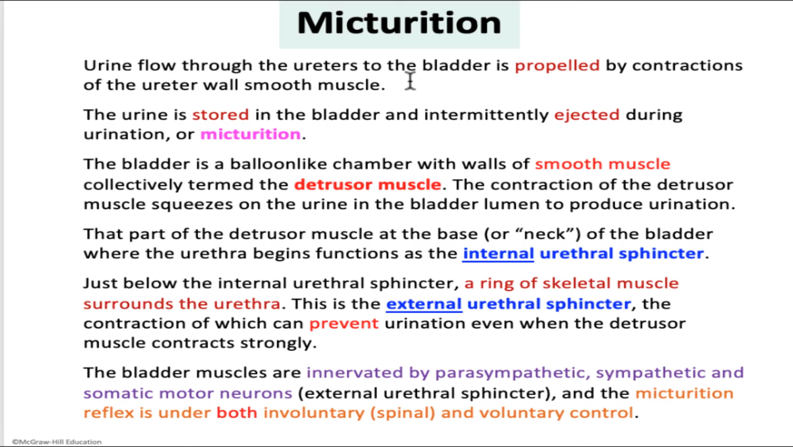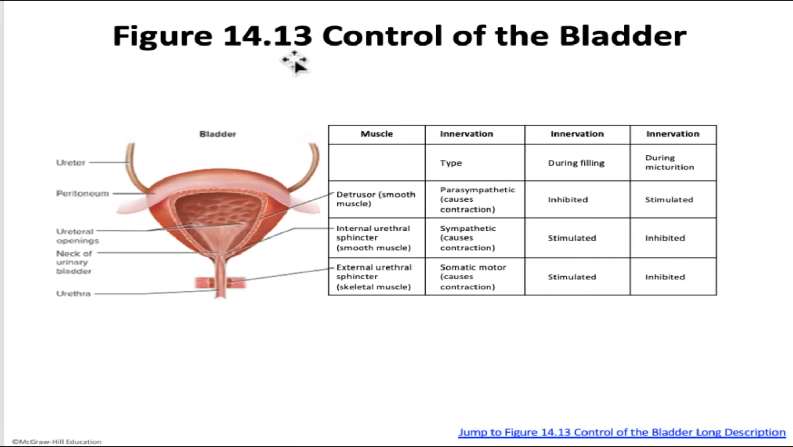Micturition is the process of urinating. The process involves the interplay of smooth muscles surrounding the bladder, as well as striated muscles at the external urethral sphincter. The bladder is under three types of external regulation: the parasympathetic nervous system, the sympathetic nervous system, and also the motor neurons belonging to the somatic nervous system. Thus, micturition is a reflex involving both voluntary and involuntary control. Table 14.13 nicely compares and contrasts the different areas that are under regulation.